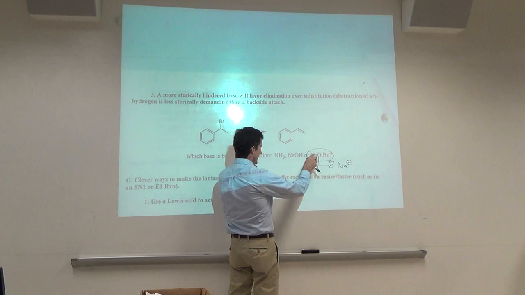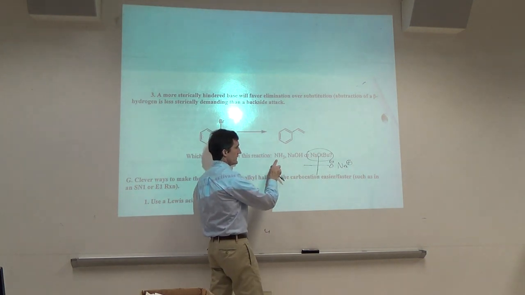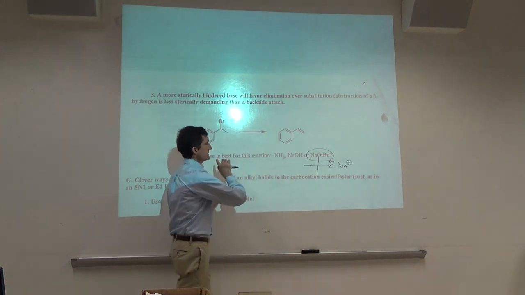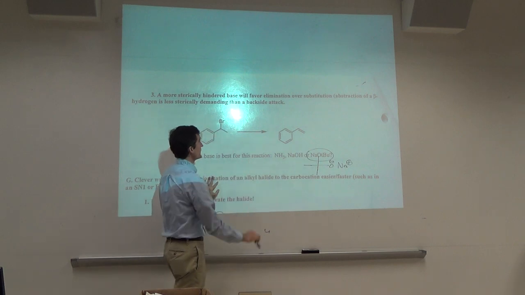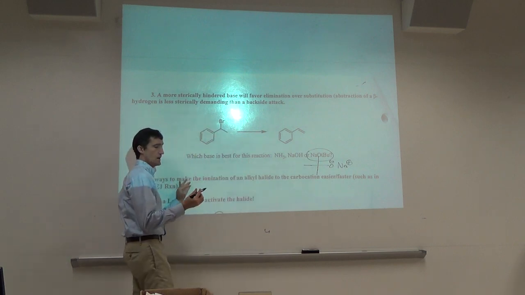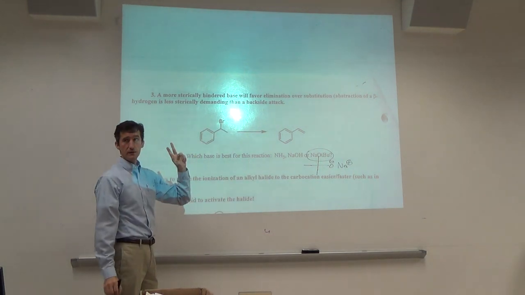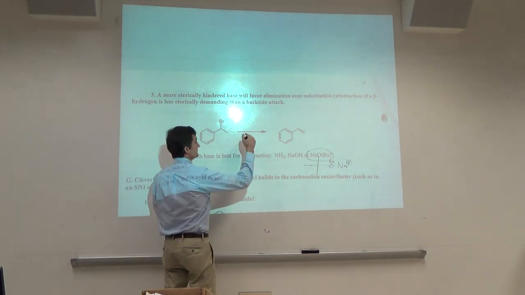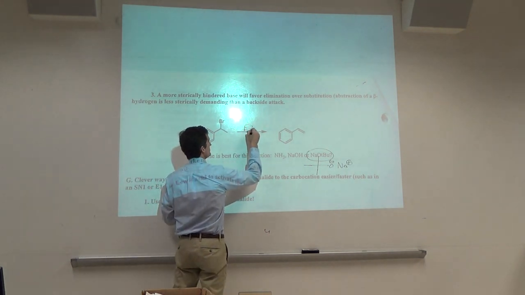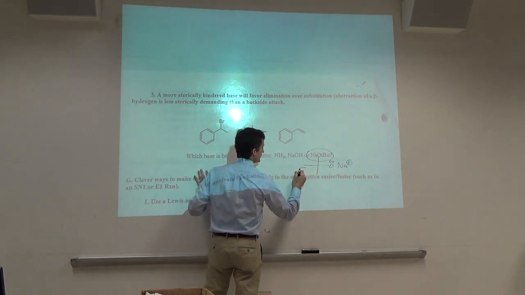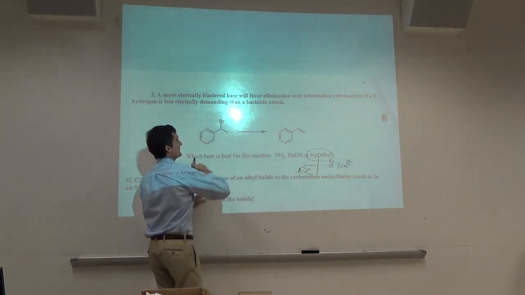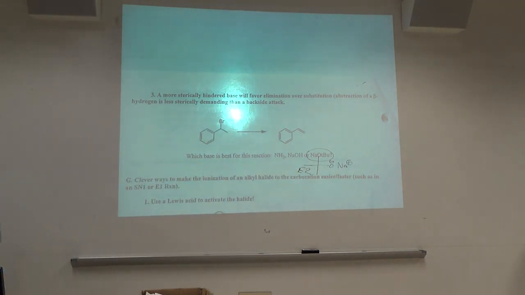Now, all these are strong bases, including ammonia, because it's an sp3 nitrogen. If you use any of these bases, what mechanism are we doing here? Obviously, we're doing elimination. We have two mechanisms: E1 or E2? E2. This would be E2. Could you do this another way? Could you do this E1?